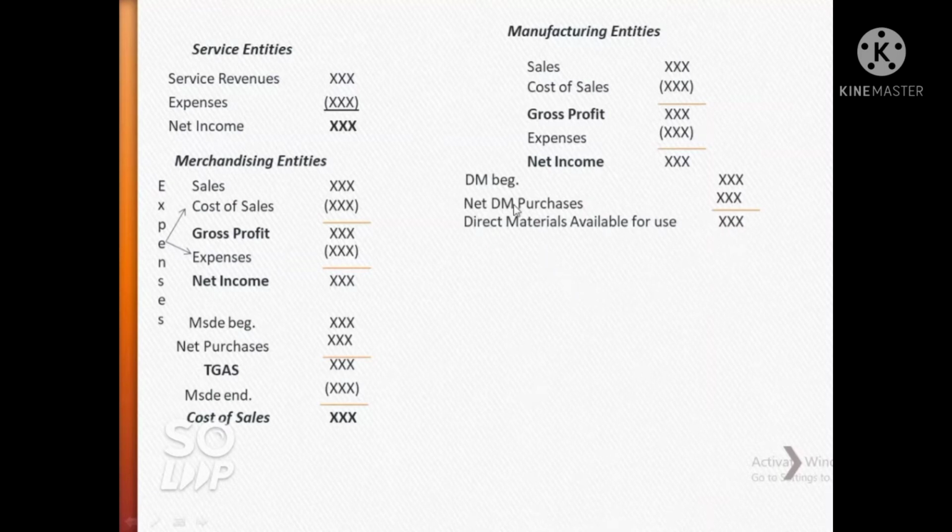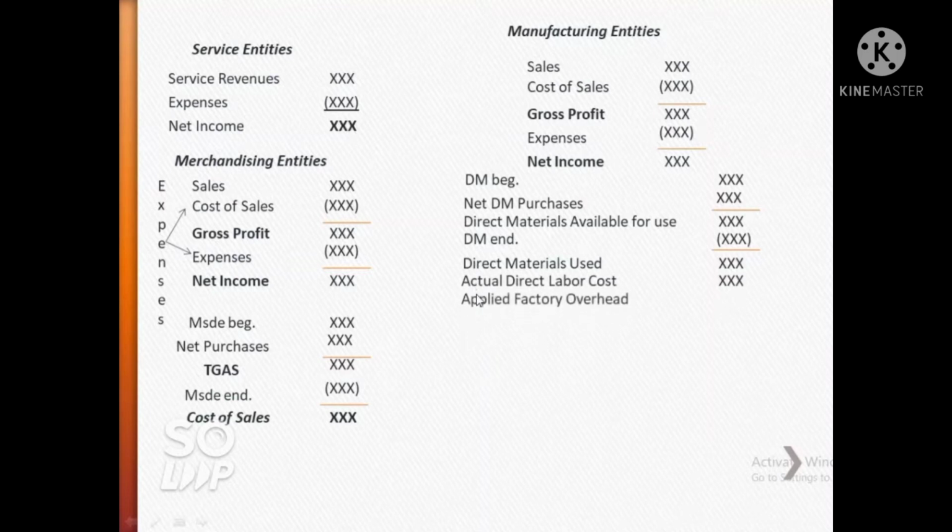And of course, these direct materials available for use will not all be used. So we have the direct materials end. So you deduct it, then you are going to get the direct materials used. So it's based on logic. The available for use minus the unused, of course, the answer should be the materials used. Now, is this the only cost needed for the raw materials to become finished product? The answer is no. You need to have the actual direct labor cost also and the factory overhead, which is applied. Again, this is applied. So these three are what we call the total manufacturing cost.